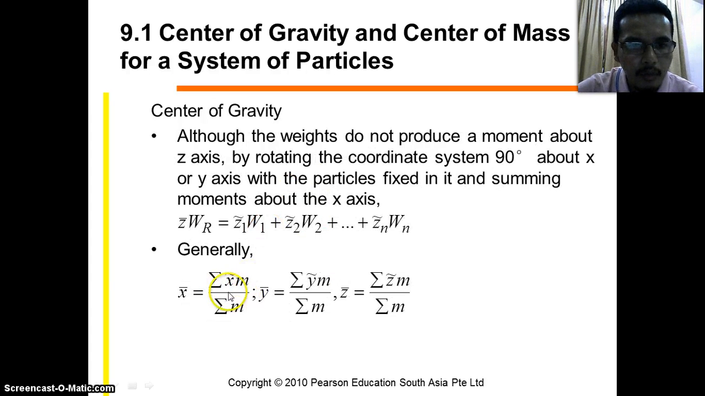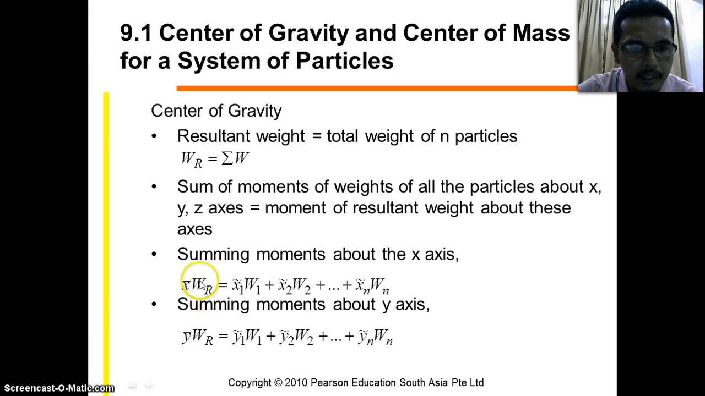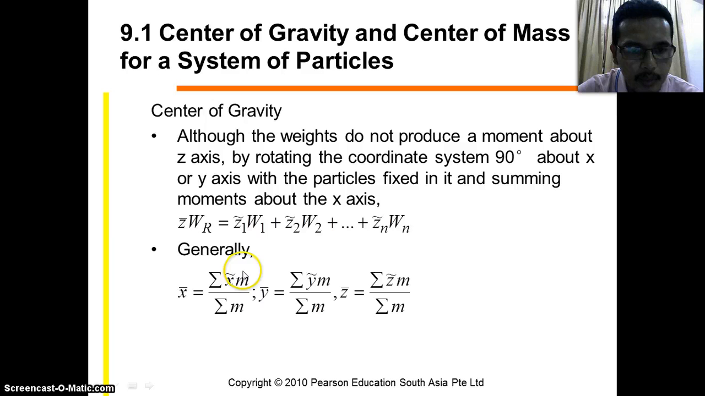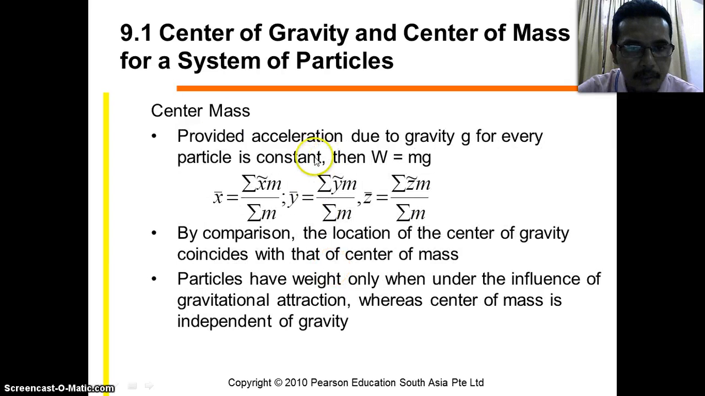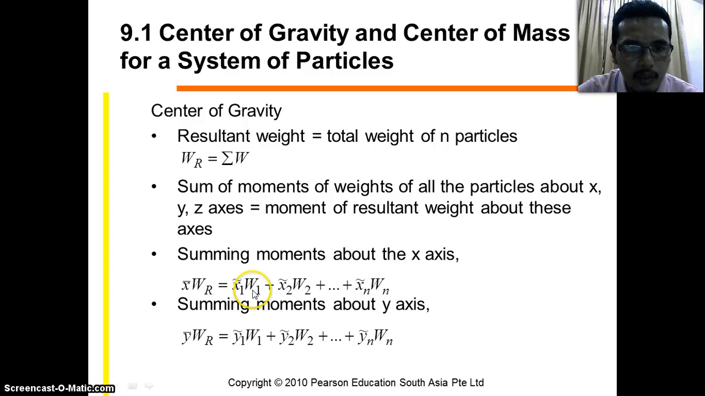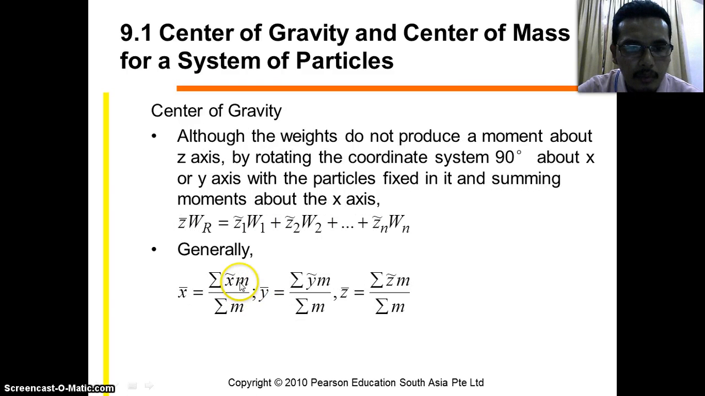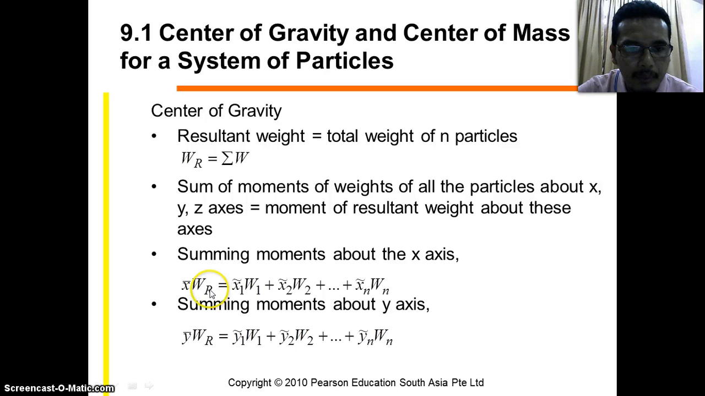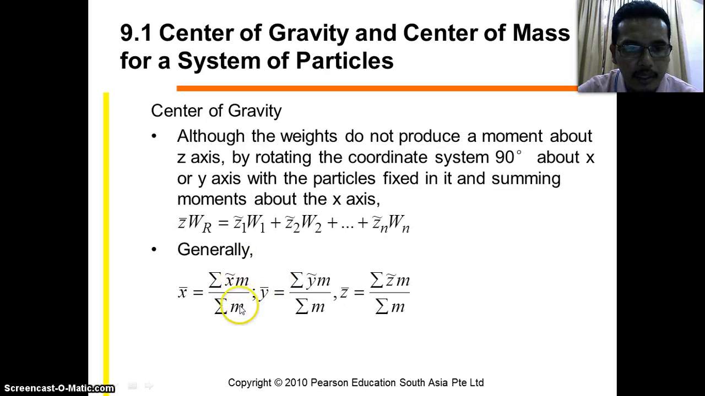So why is it like this generally? When we divide the total summing moment by WR, we get this. So how do you derive it? The formula is given here. Basically, for the center of mass, provided the acceleration due to gravity g for every particle is constant, then W is equal to mg. So W is equal to m1 multiplied by g. When we divide by the resultant mass multiplied by g, g is cancelled out. That's why only the mass remains.